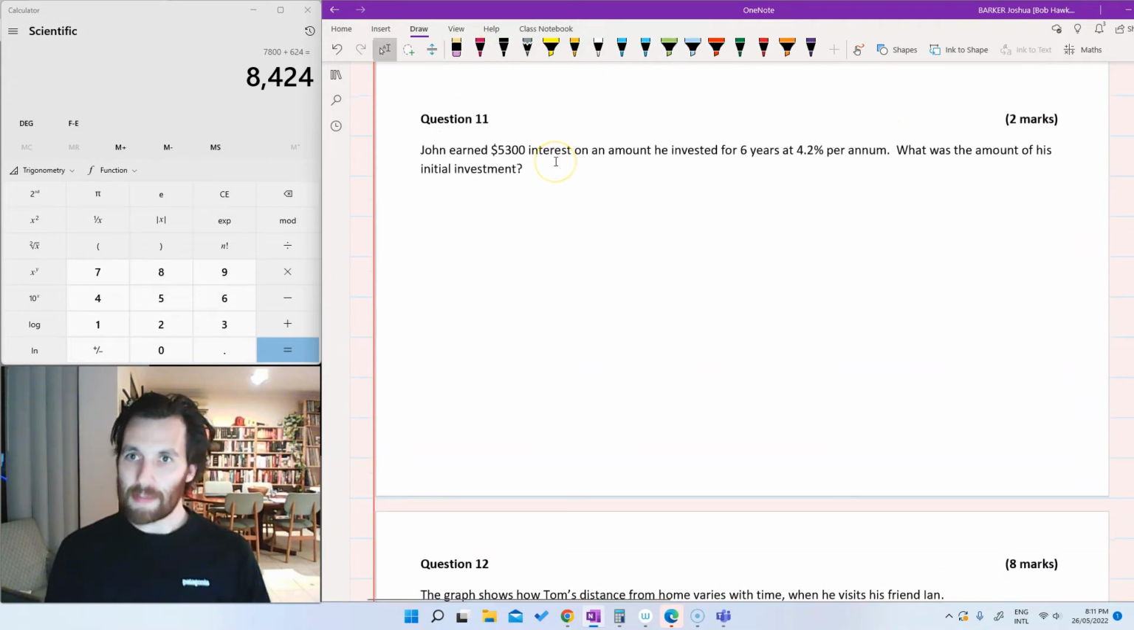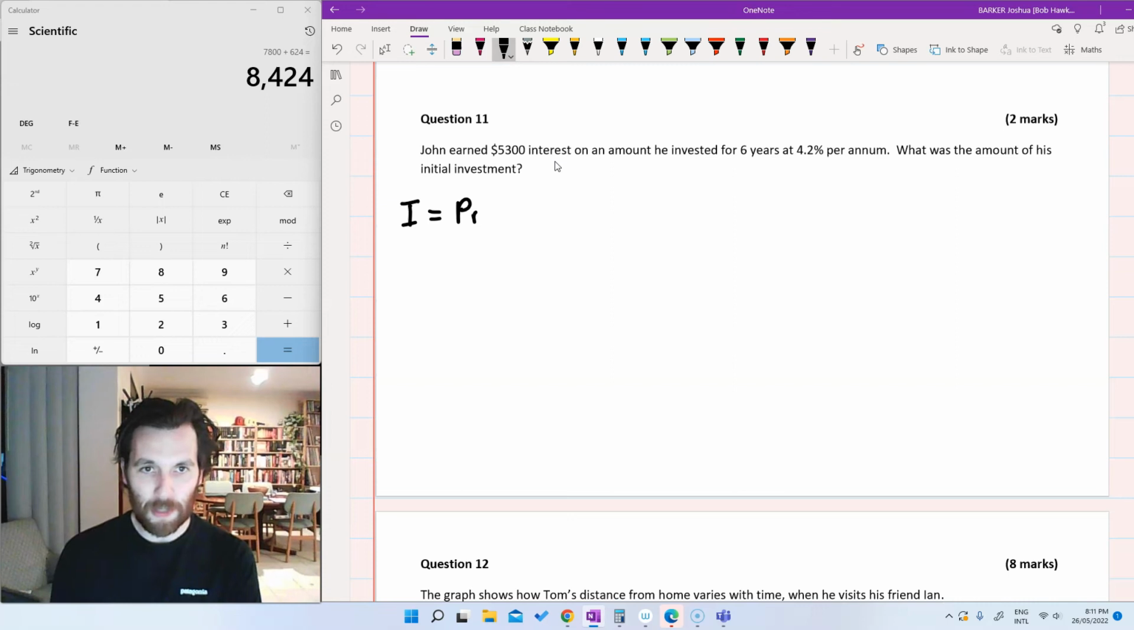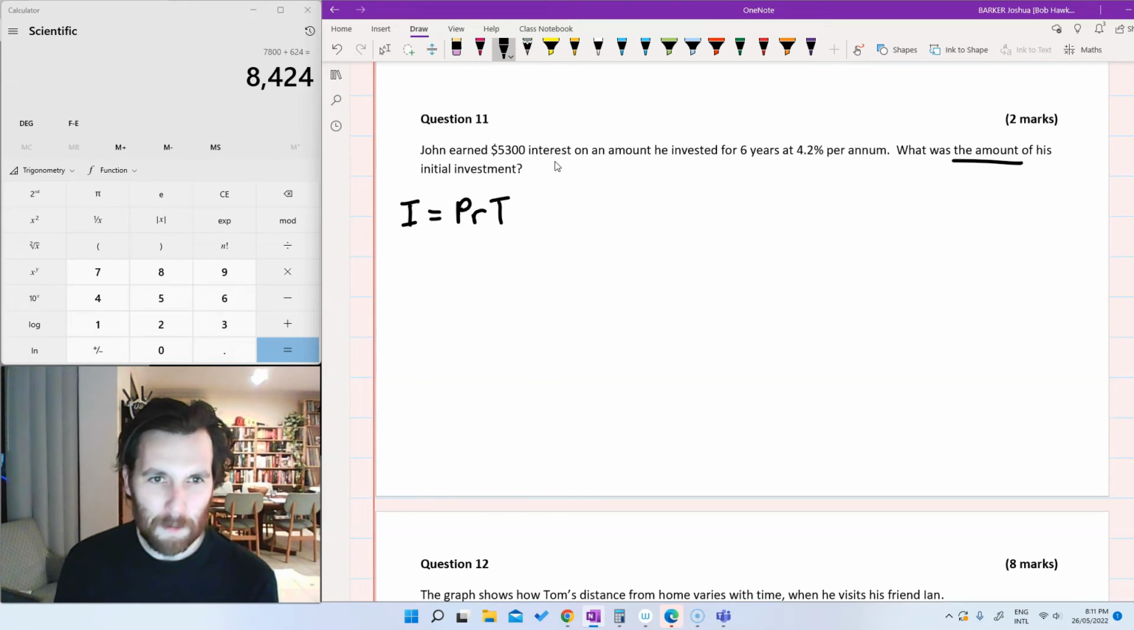All right. The next question, we've got to do the inverse. So we've talked already about interest being principal times rate times time. We can rearrange this any way we like if we wanted to find the principal, the rate, or the time. In this question, we've got to find out the amount that was invested, which is the principal. So if I divide both sides by RT, I can cancel those off, which will leave me with principal equals interest divided by rate times time.